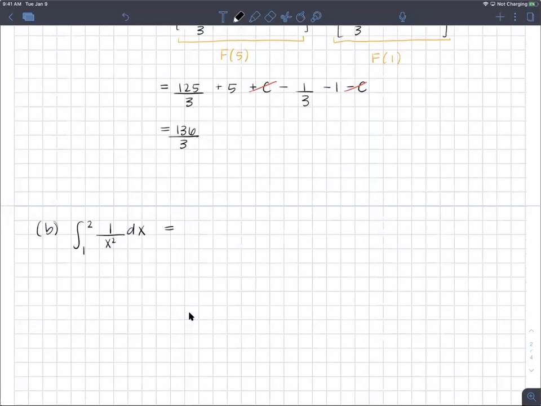How can I rewrite this so that it's going to be a little bit easier to work with? Because finding the antiderivative of 1 over x squared is slightly, yeah, right, rewriting it as a negative exponent. That way it's easier to work with and the power rule comes into play. And so you have x to the negative 2 dx. And so now you need to find the antiderivative of x to the negative 2.